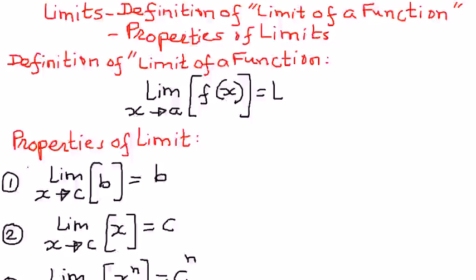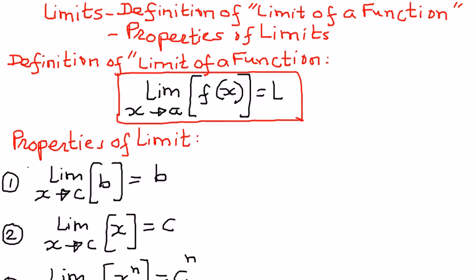If the value of the function f(x) can be made as close as we like to L by taking values of x sufficiently close to a but not equal to a, then we can write the limit of a function f(x) as x approaches a is equal to L, like this. I'm going to put a box around this, and this is how we can define that.